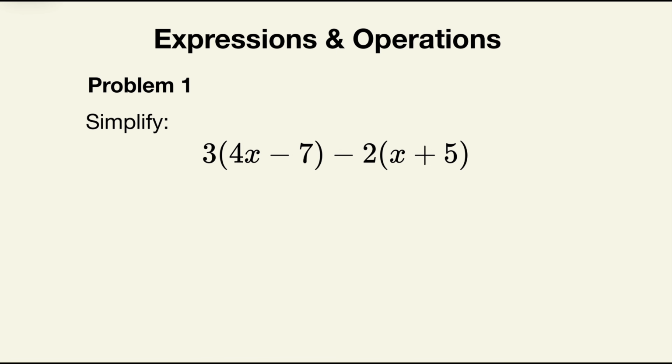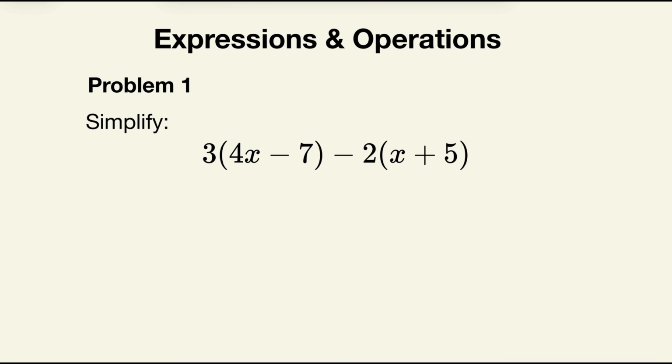All right, so here is problem number 1. We have to simplify this expression. As you notice, we have 3 that has to be distributed to both terms in the parentheses, the 4x as well as the -7, and then the same for -2 is being distributed to x as well as to +5. So let's go ahead and work this out.